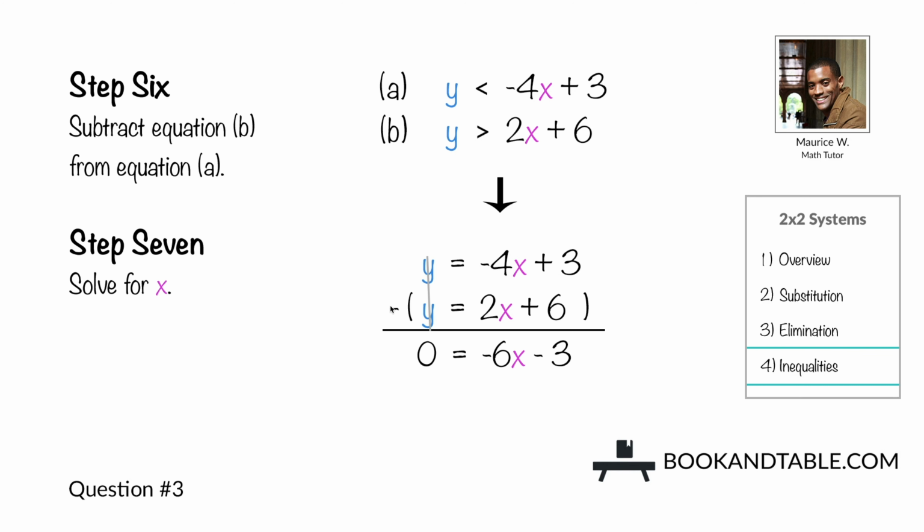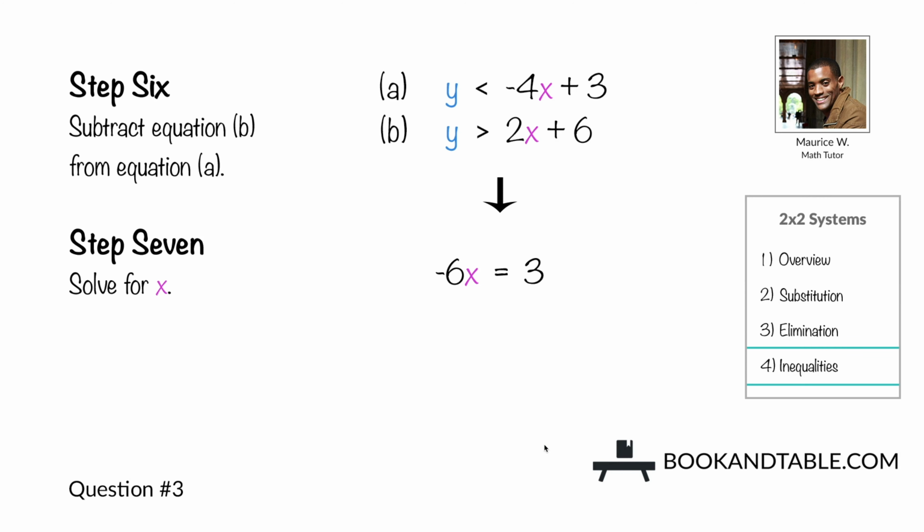Negative 4x minus 2x gives us negative 6x. And 3 minus 6 equals negative 3. And now that we've gotten rid of our y variable, we can solve for x. So we'll start by adding 3 to both sides, giving us 3 is equal to negative 6x. To get rid of the coefficient, negative 6, we can divide both sides by negative 6, giving us x is equal to 3 divided by negative 6, which is x is equal to negative 1/2, or negative 0.5. So this is the x coordinate for the vertex.